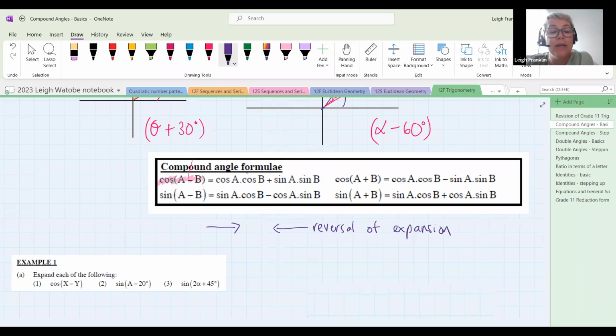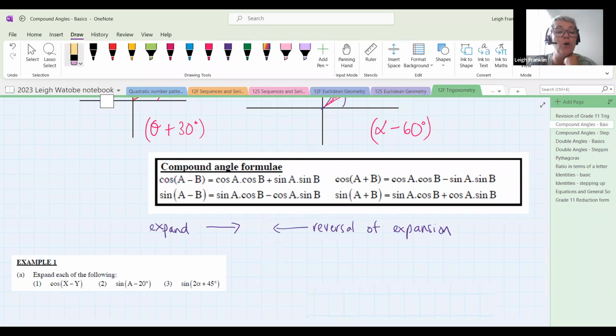Okay, so either we can expand these or we can do the reversal of the expansion. And in the beginning, that's exactly what we want to do. We just want to try expanding them and doing the reversal of the expansion and making sure that we've got that down correctly. All right. Note there are a couple of differences here.